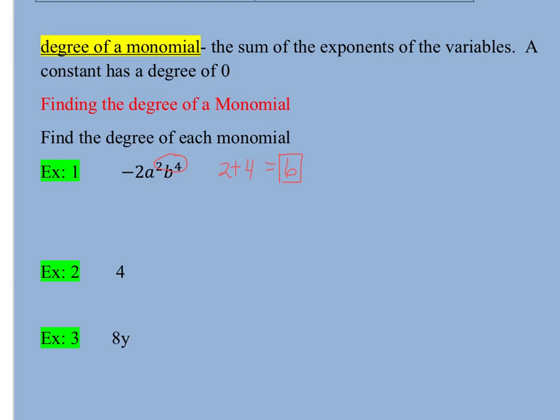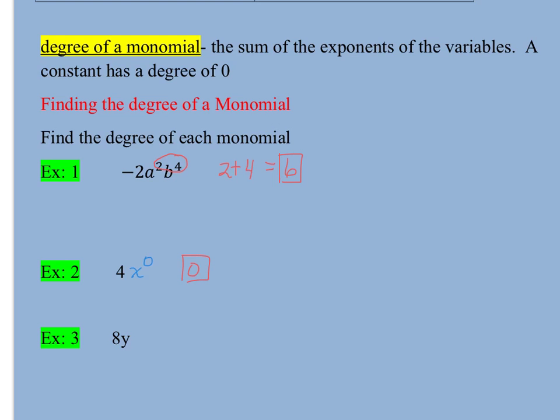In example 2, you don't see any variable. So technically, it's got an x to the 0 attached to it, and that's what I was referring to. The reason why constants have a degree of 0 is because technically, this is what's attached to it. Because anything to the 0 power is 1, that means that the variable attached to this constant must have been some sort of variable raised to the 0 power. So we say that this has a degree of 0.